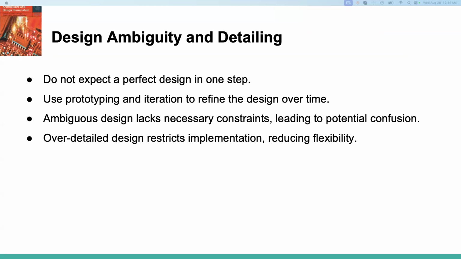An ambiguous design can lead to confusion because it lacks the necessary constraints to guide developers, leaving too much open to interpretation. On the other hand, an over-detailed design can restrict the implementation, stifling creativity and reducing flexibility. It's like giving an artist a coloring book instead of a blank canvas. The goal is to find the sweet spot between providing enough detail to guide development and leaving enough room for flexibility and innovation. By refining through prototyping and iteration, you will develop a design that's both clear and adaptable, ready to evolve with the project.